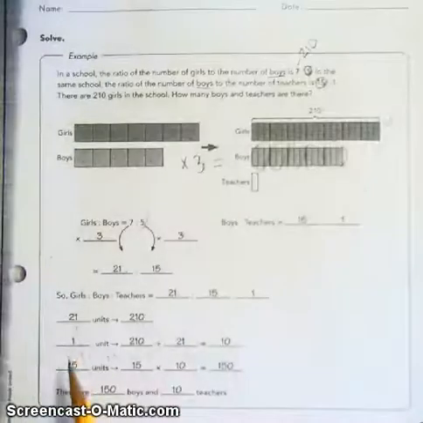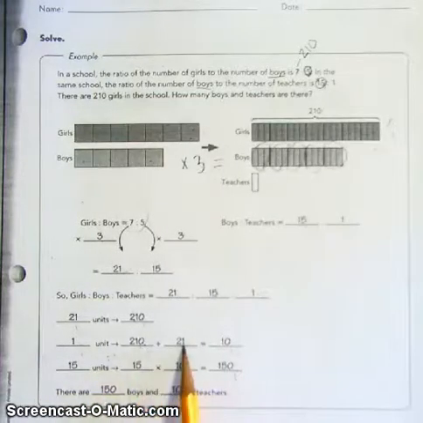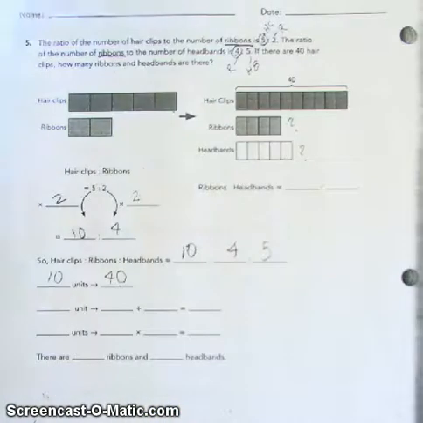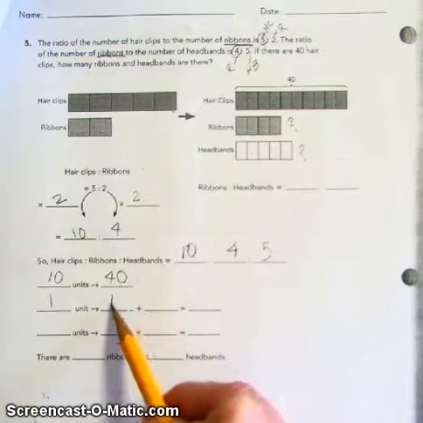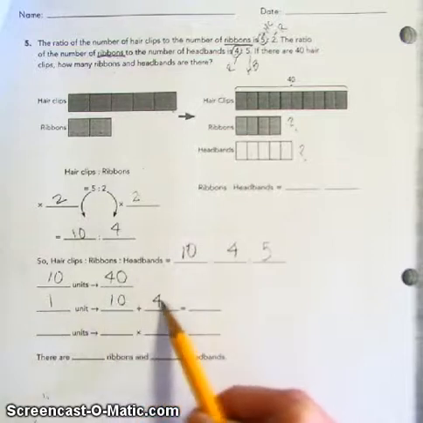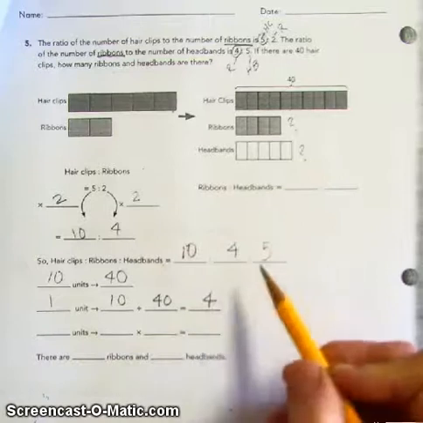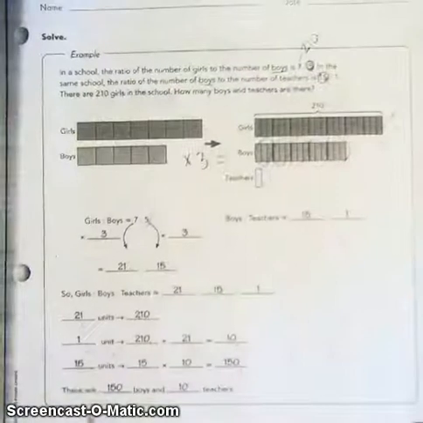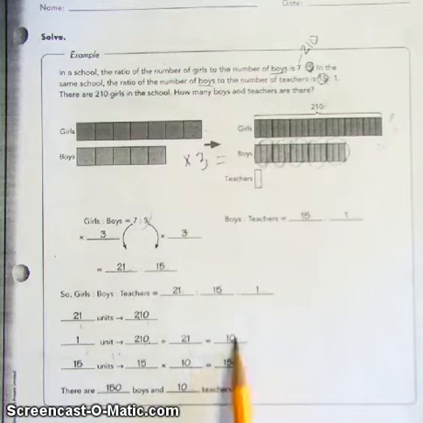So now I go 10 into 40, just like on our paper over here, it said 1 unit would be equal to 210 divided by 21. So over here, 1 unit would be equal to 10 divided into 40, which would equal 4. So just like we did back here, then we will also take 15 units and times it, excuse me, 15 times 10.